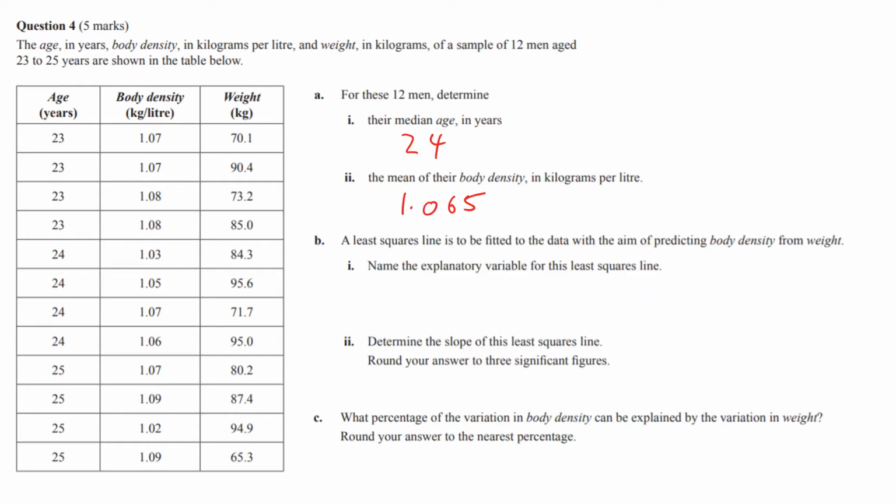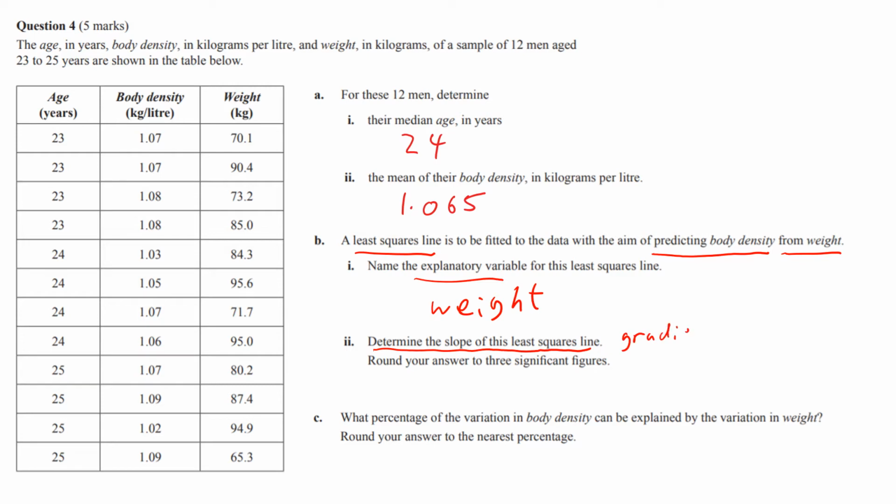Okay, now we've got this data, and they're saying they want to do a least squares line with the aim of predicting body density from weight. So which one's the explanatory variable of those two? Apparently people choose other variables. 50-50, not really. The prediction is the y-axis and the explanatory is the x-axis. So weight is on the x-axis. Remember, the prediction is the one that's varying, and that's the y-axis.